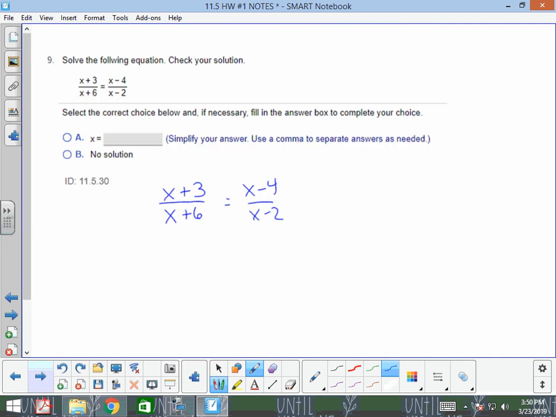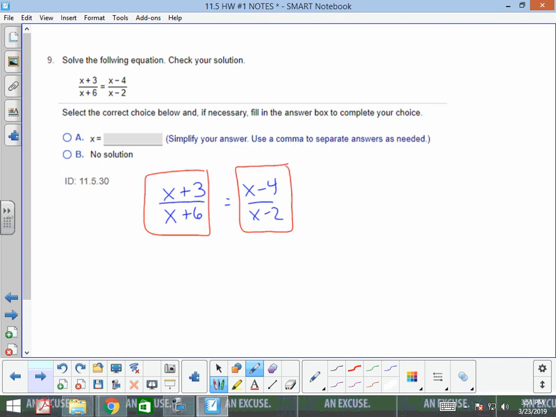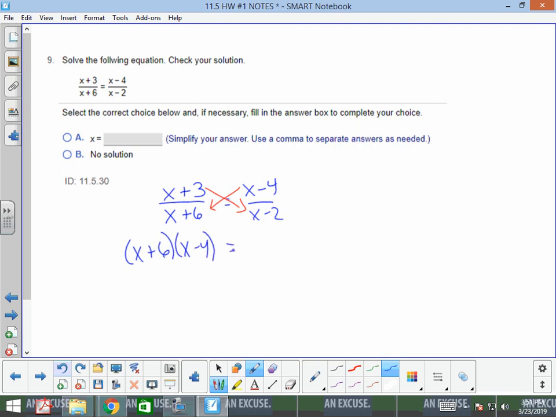All right, this one, again, we're using cross products. I have one rational expression on the left and one rational expression on the right. So I'm using cross products. I'm multiplying x plus 6 times x minus 4 on one side. And on the other side, I'm multiplying x plus 3 times x minus 2. So both sides, I am using FOIL.